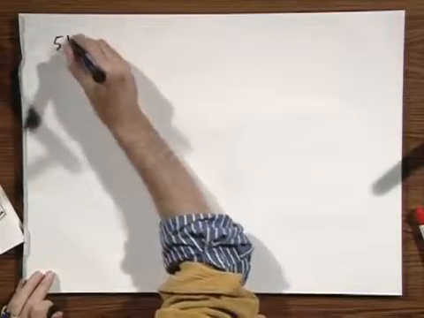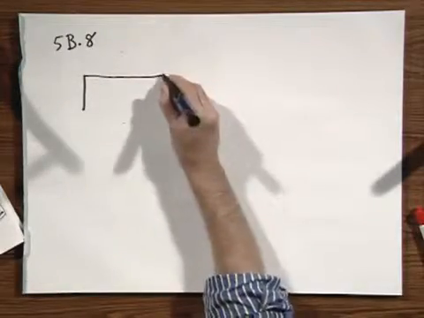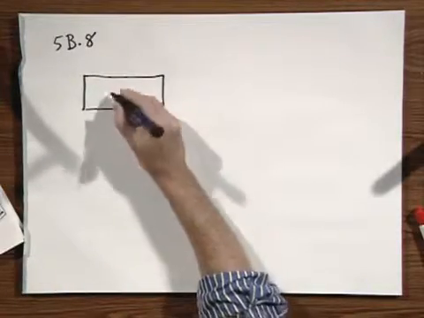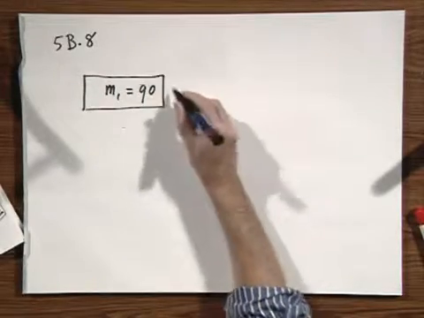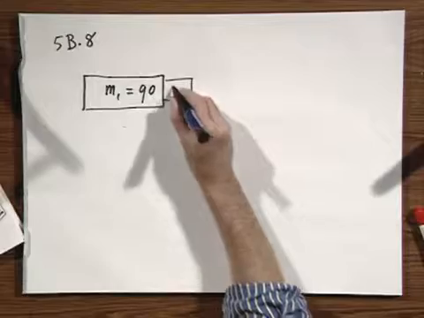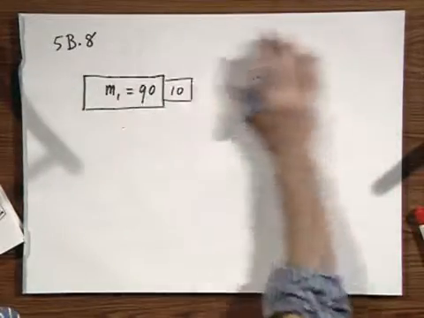And that brings us then to problem 5b8. That's a bit of a hassle. We have two sleds. You are sitting in one sled and your mass plus the sled is 90 kilograms. And you have a block here which is 10 kilograms. It's on a frictionless surface, it's on ice.